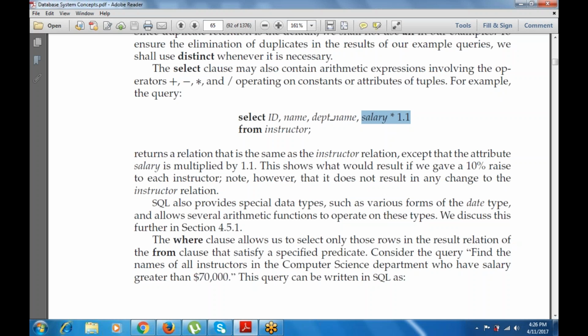SQL supports various data types and allows arithmetic functions to operate on these types. The where clause allows us to select only those rows in the relation that satisfy a specified predicate. For example, consider the query: find the names of all the instructors in the computer science department whose salary is greater than 70,000.